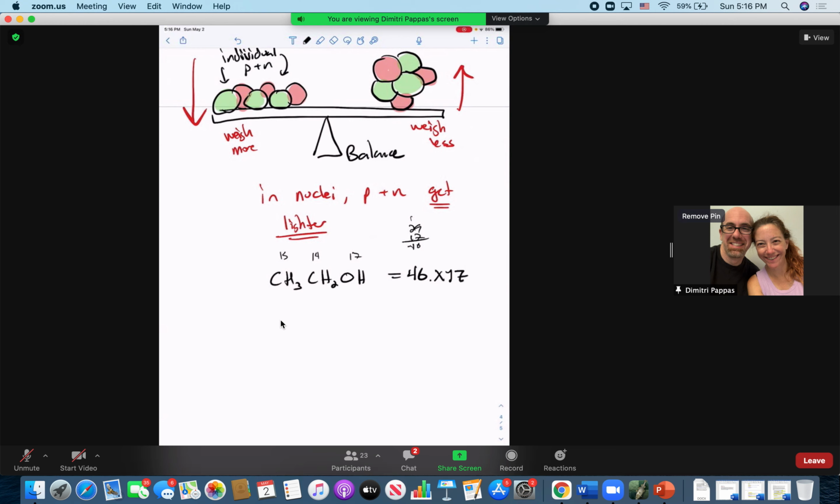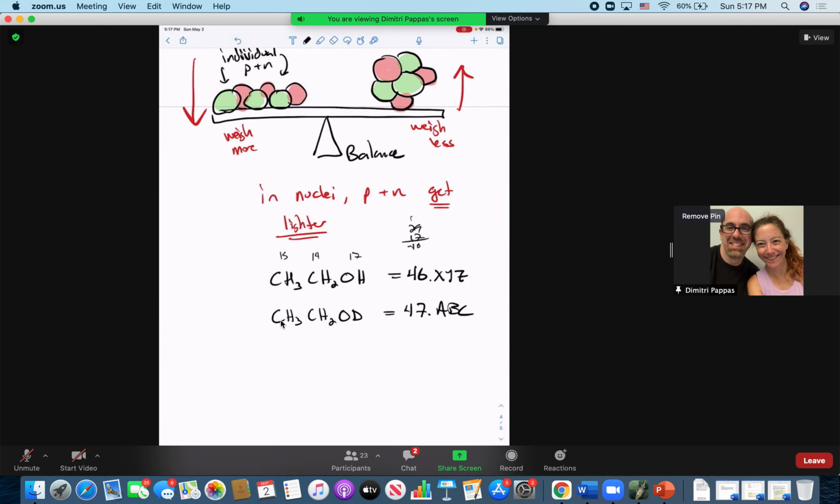If I do this exact same thing, but let's say I make this molecule instead, where I replace hydrogen with deuterium, it would be 47.xyz, or I should say 47.abc. The ABC and XYZ are decimal places, and I'm giving them different values because they're not the same.